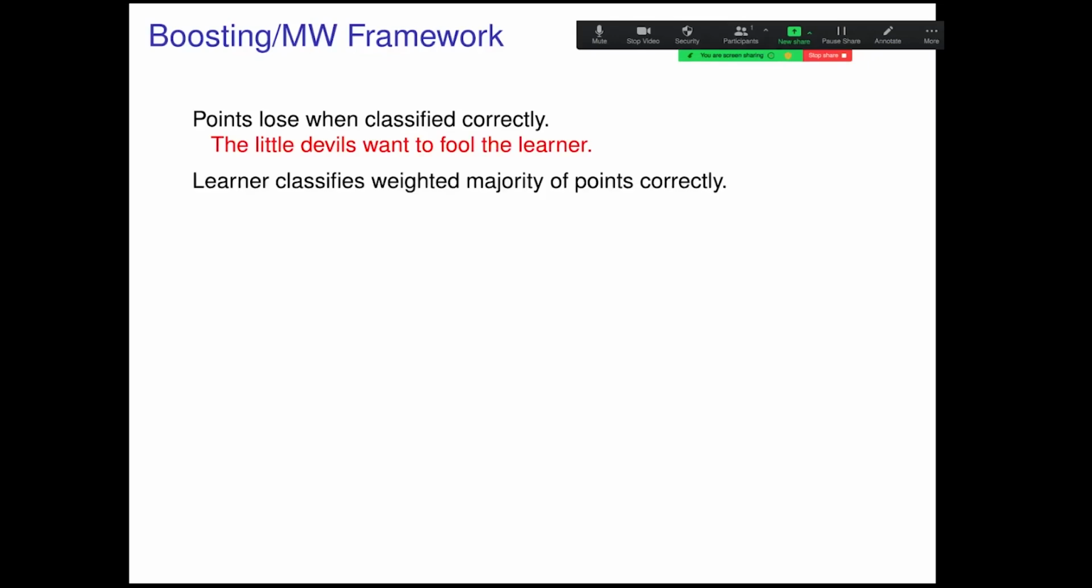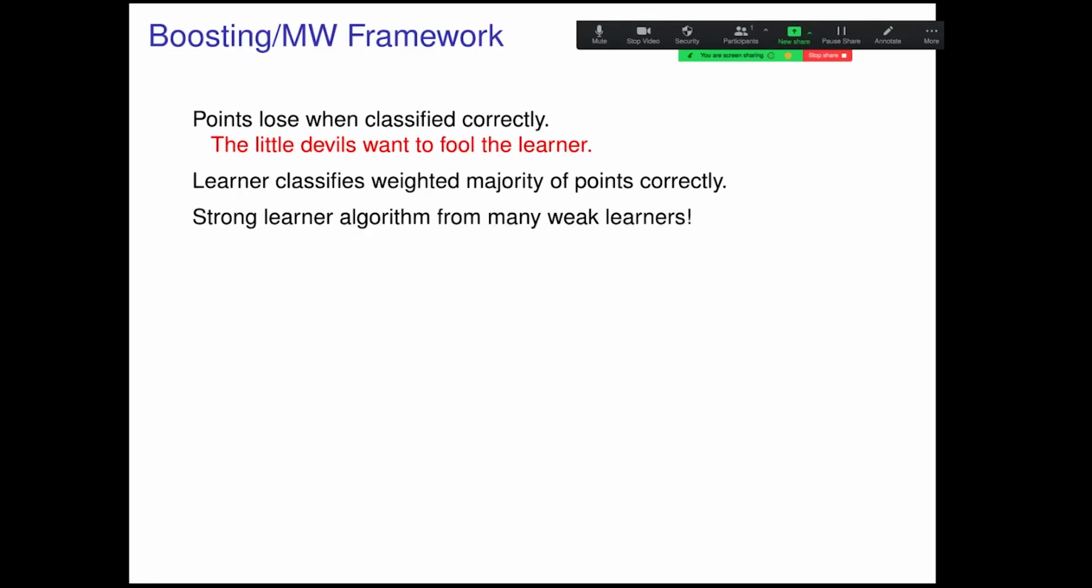The learner classifies any weighted majority of the points correctly. So now I'm introducing weights. I'm going to say this point I care about, this point I don't care about. Those are weights. Whatever the weight function is on these points, any distribution over the points, I can classify them correctly. Half of them, a little bit more than half of them. That's the assumption. That's a weak learner. It says on any input, I do a little bit better than noise.